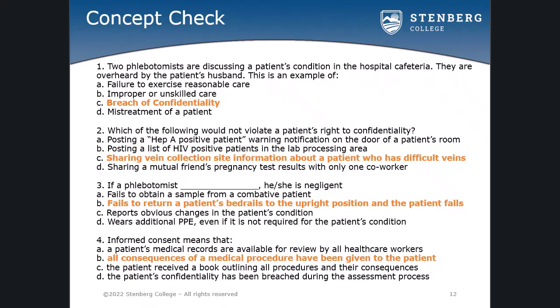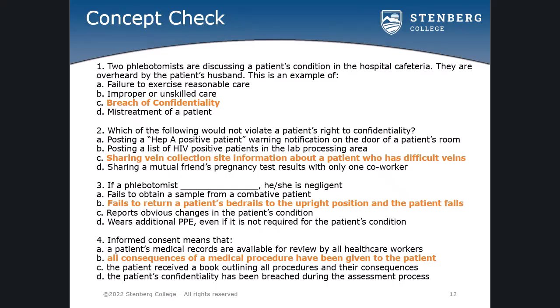And the answers are: Question 1. Two phlebotomists are discussing a patient's condition in the hospital cafeteria. They are overheard by the patient's husband. This is an example of, the answer is C, breach of confidentiality, which is failing to keep privileged medical information private.